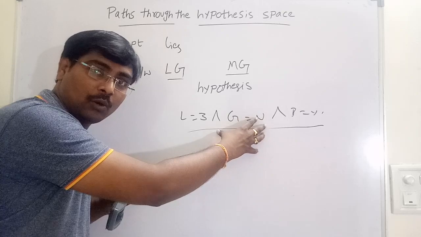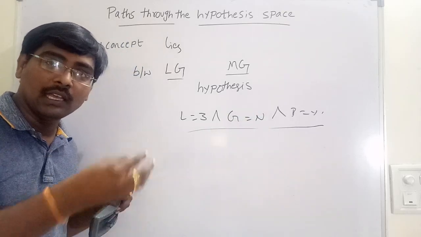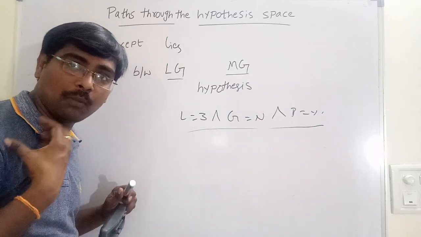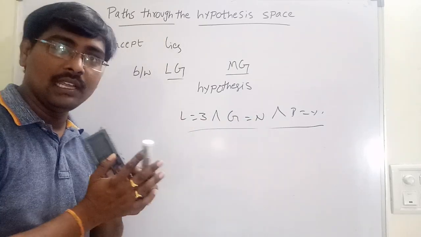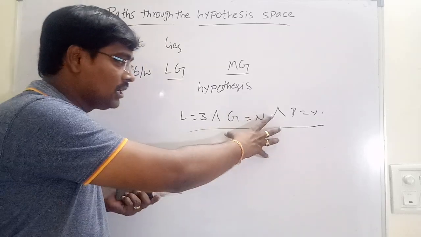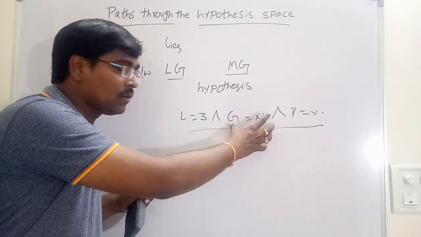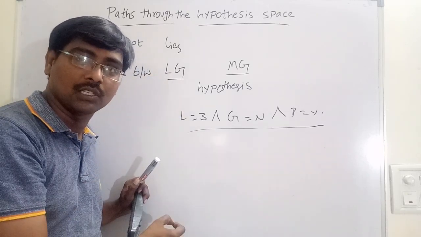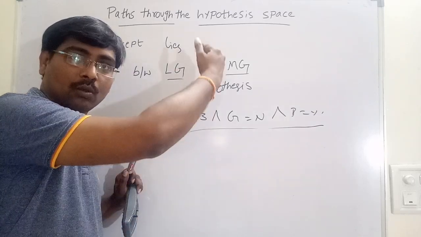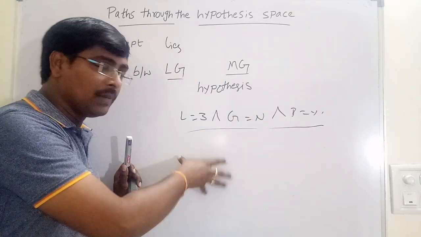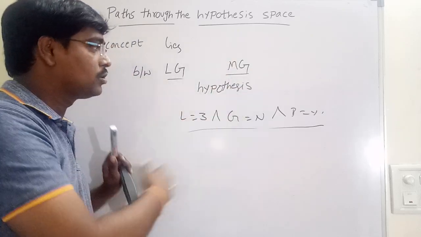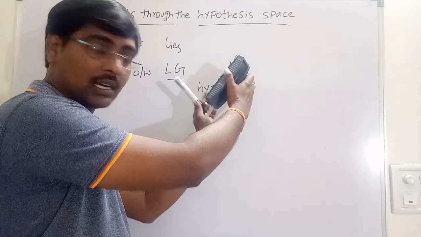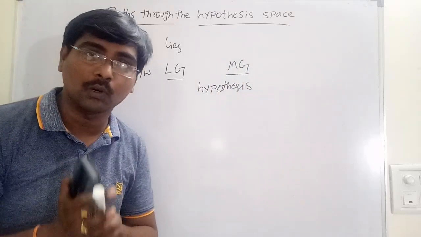Based on these conjunctive forms, we are identifying the positives and negatives. Here the least general one means the restricted version of the literals. The most general one means it covers all the positives. We will consider an example later. If a concept is present between the least and most general one, that is also a possible hypothesis.